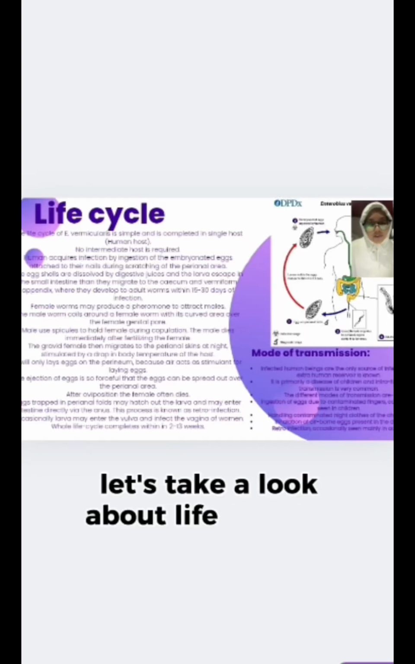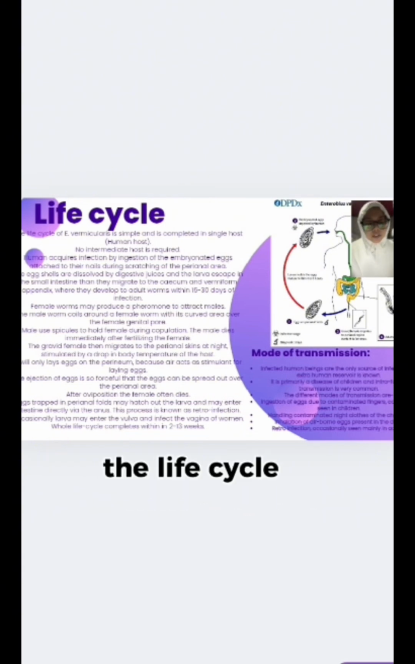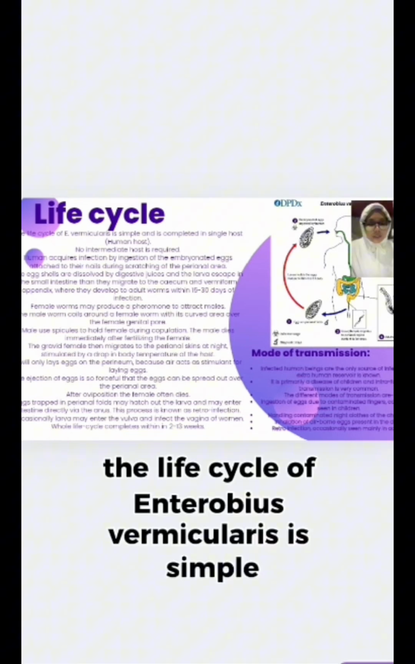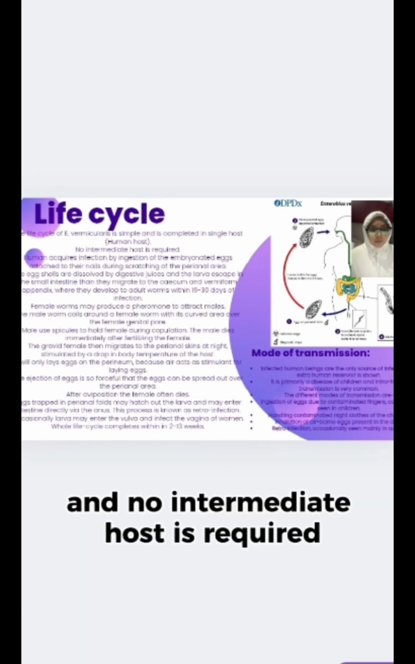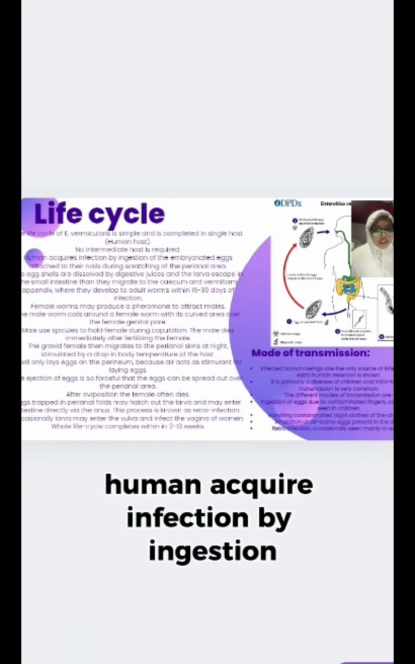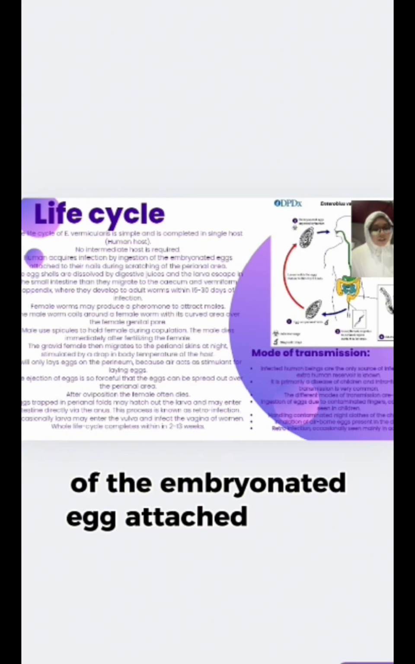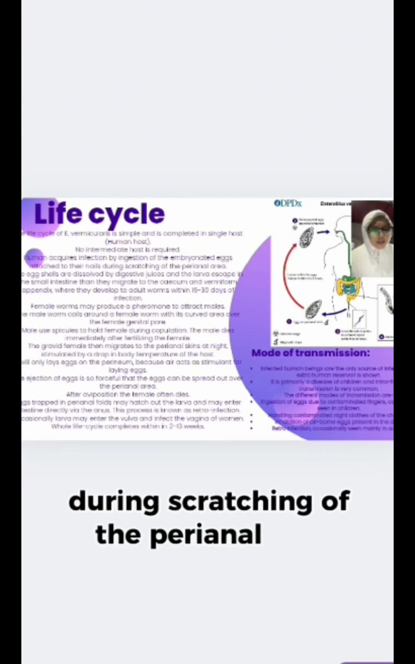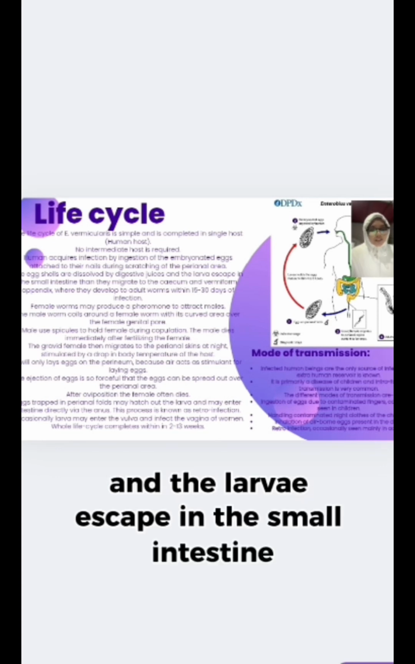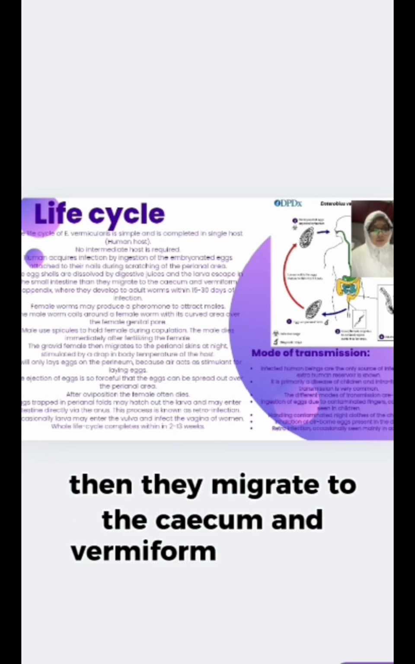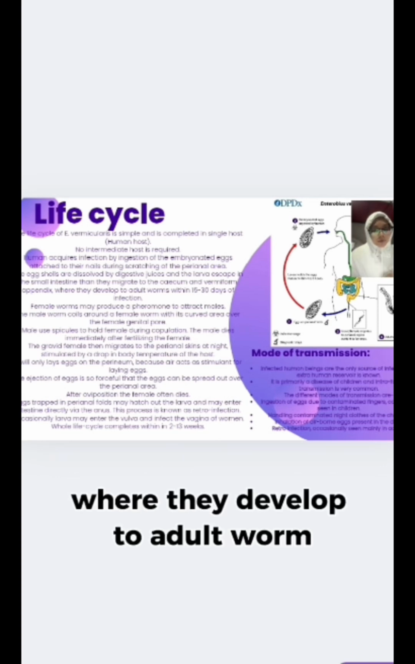Let's take a look at the life cycle of Enterobius vermicularis. The life cycle of Enterobius vermicularis is simple and is complete in a single host, and no intermediate host is required. Humans acquire infection by ingestion of the embryonated egg attached to their nails during scratching of the perineal area. The eggshell is dissolved by digestive juice and the larvae escape in the small intestine. Then they migrate to the cecum and vermiform appendix, where they develop into adult worms within 30 to 50 days of infection.